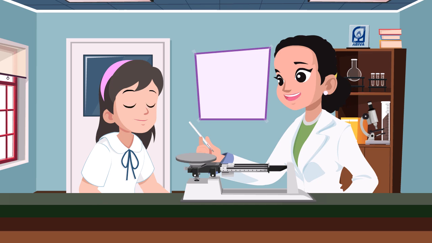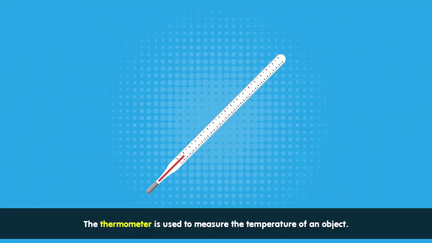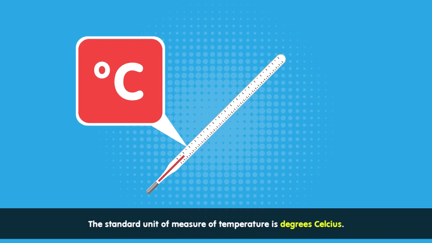I know you recognize this instrument. Yes, Teacher Ann, that is a thermometer. What is a thermometer used for again, Ellie? It is used to measure the temperature of an object. We use degrees Celsius as the base unit of temperature.